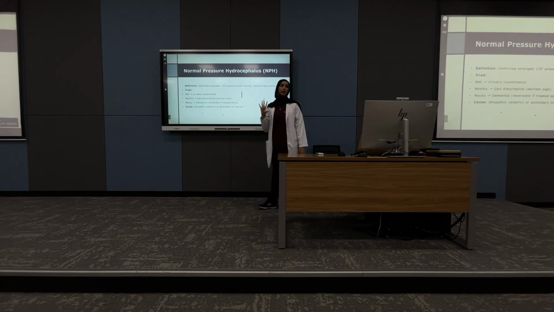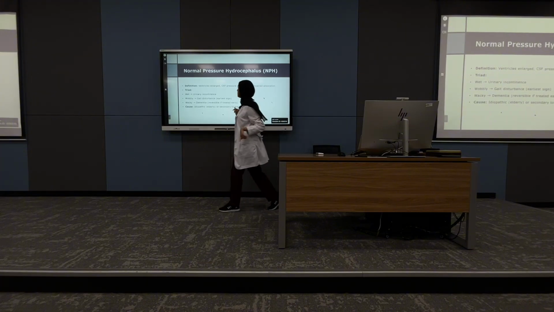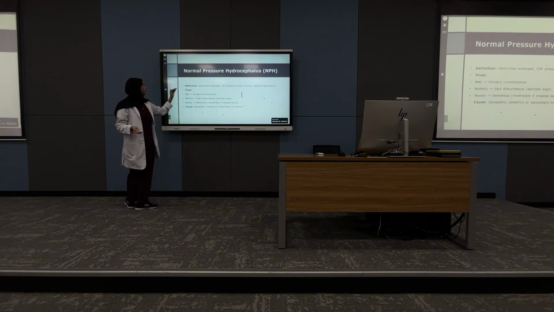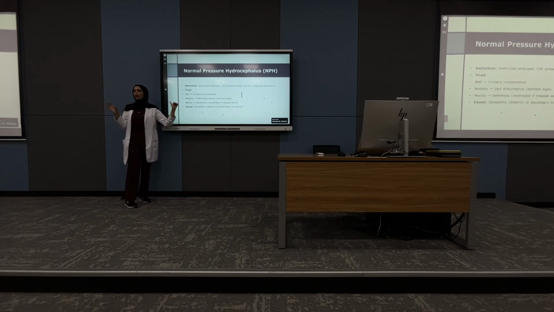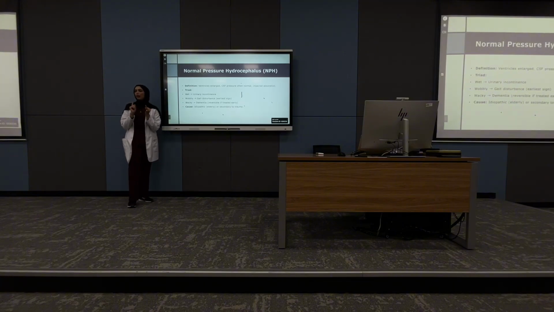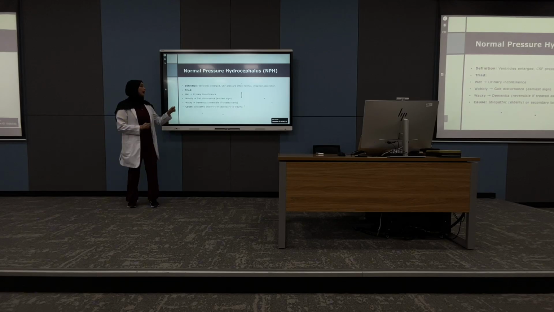Now, normal pressure hydrocephalus. I did mention before that when hydrocephalus occurs, the intracranial pressure increases, but not here. This is the third type. Normal pressure hydrocephalus is when ventricles are enlarged, but the cerebrospinal fluid pressure is usually normal. But why does hydrocephalus occur? Due to impaired absorption. There's this mnemonic where each patient with normal pressure hydrocephalus will present with wet, wobbly, and wacky. So they will have urinary incontinence. They will have wobbly as in gait disturbances. They will have a wide-based gait. And this is the earliest sign, by the way.